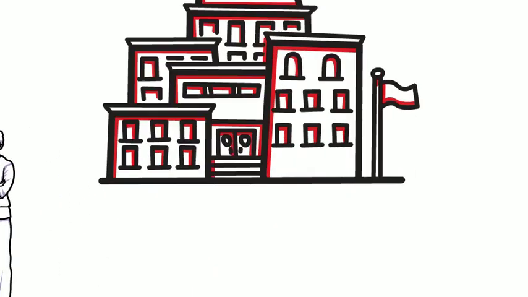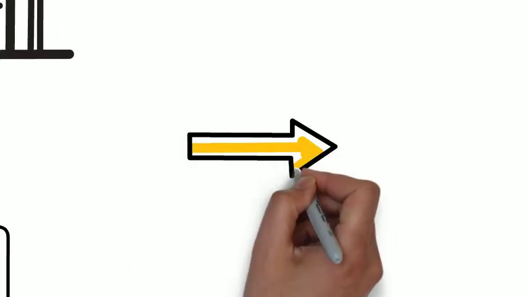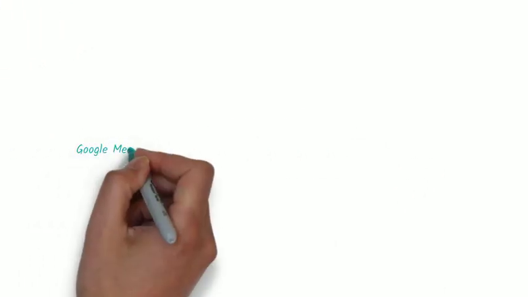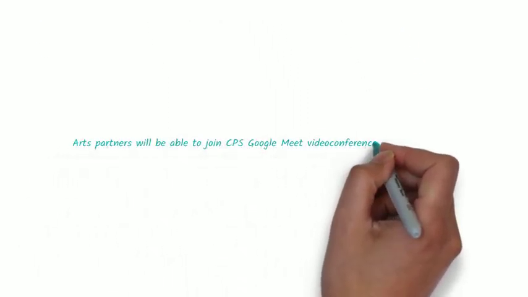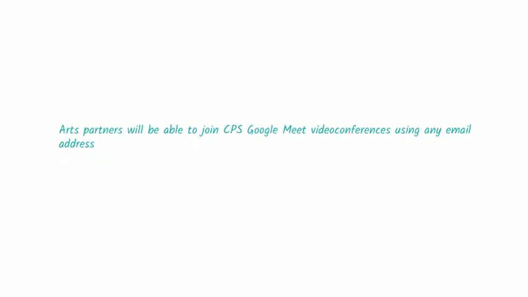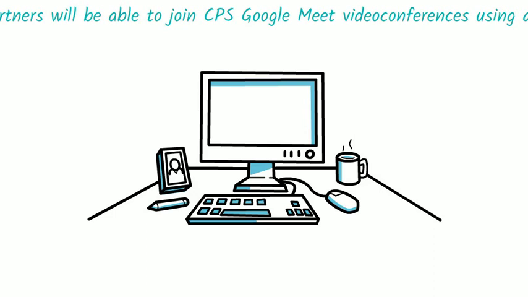All partners planning to work remotely with CPS schools should be familiar with the acceptable use policy for vendors. Key parts of this policy include the following. Google Meet is the only acceptable platform for video conferencing students. Arts partners will be able to join CPS Google Meet video conferences using any email address. They will also be able to share their screens.